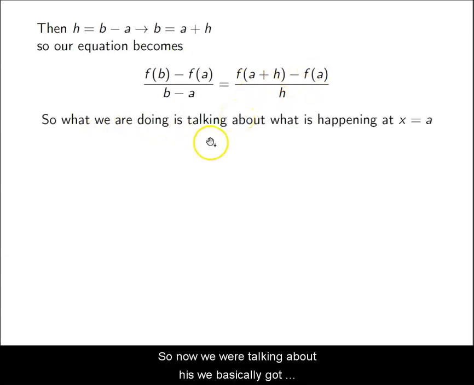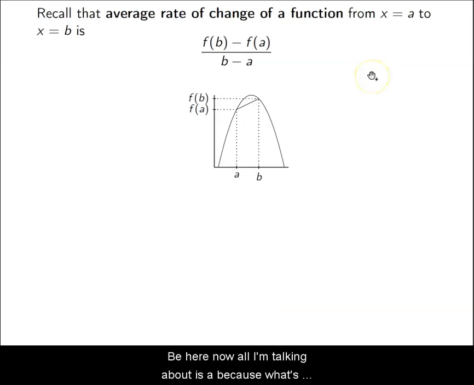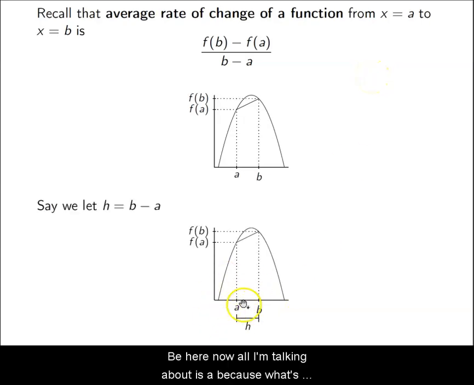Okay, so now what we're talking about is we've basically gotten rid of b. There's no more b's. There's no more my point A and then the second point B here. Now all I'm talking about is A, because what's going to happen is I'm going to make A fixed, meaning it's not going to move. And I want to know what happens as I move this point B around my curve, right? So as I move B around my curve, this distance h changes. So it doesn't make sense to call this B anymore, because now since A is fixed, it's the only thing that's constant, no longer moving.